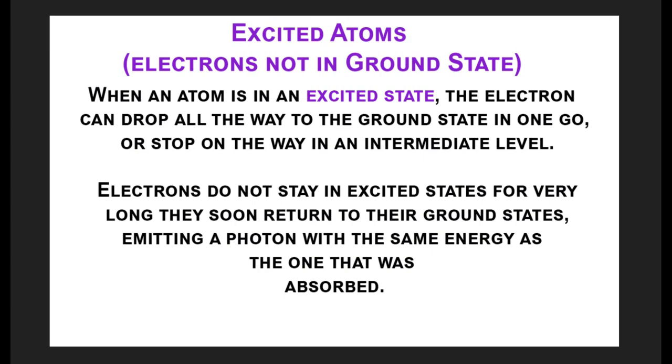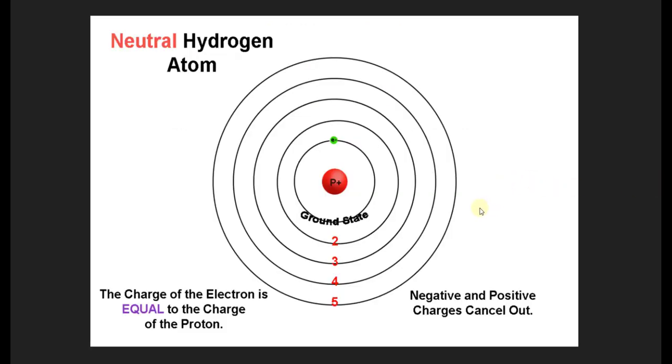Excited atoms are atoms that have the electrons in a higher orbit than the ground state. We call this an excited atom. If you have one proton and one electron here, we say this is a neutral atom because the charge of the electron is exactly the same as the charge of the proton, but opposite. So they attract each other. The closer the electron is to the proton, the more attraction there is between the electron and the proton. This we call a neutral atom. So the charge of the electron is equal to the charge of the proton. Negative and positive charges cancel each other out in this case.